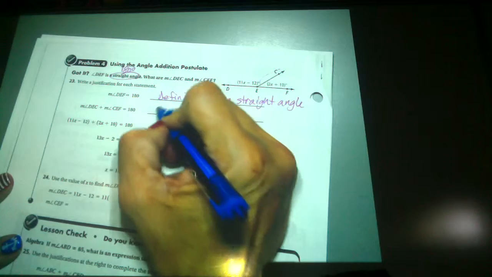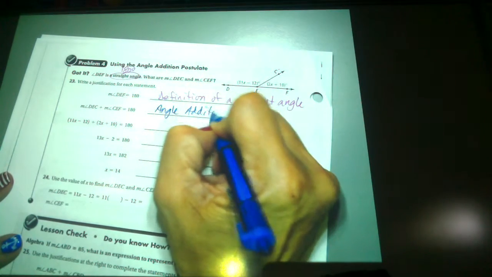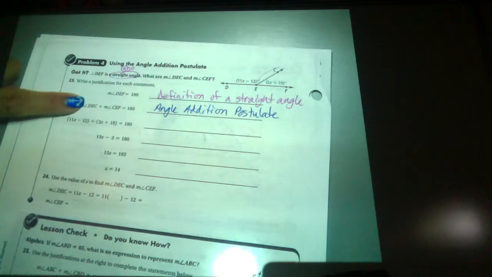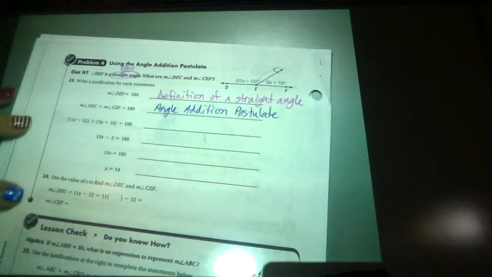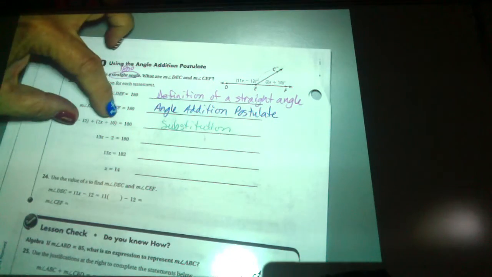How do I know that the two smaller add up to 180 degrees? What's the postulate on the other side say? Angle addition postulate. So this is your angle addition postulate. The two smaller angles added up to the larger. Then what are they doing from here? They're substituting. So then this is substitution. And then aren't they simplifying from here to here?